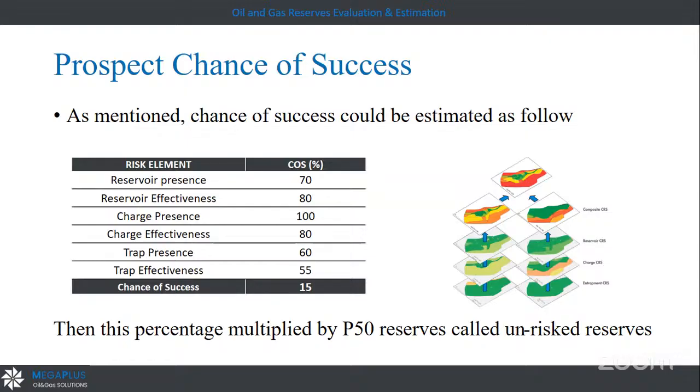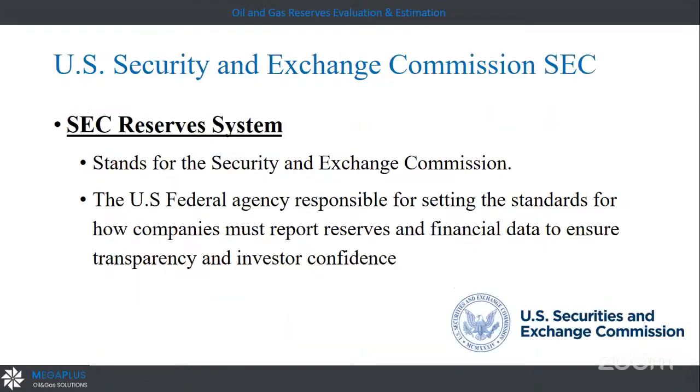So this 15% will be multiplied by the evaluated reserves, as an example, P50, and we call it unrisked reserves. And we'll see this in the upcoming slide. So now we have finished the PRMS management system and the guidelines and how they categorize, and we will start the next section.